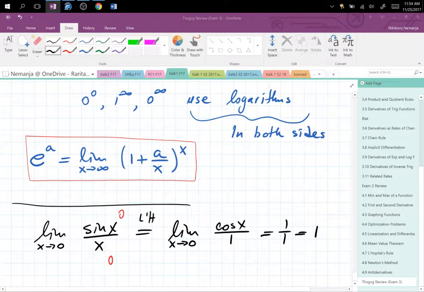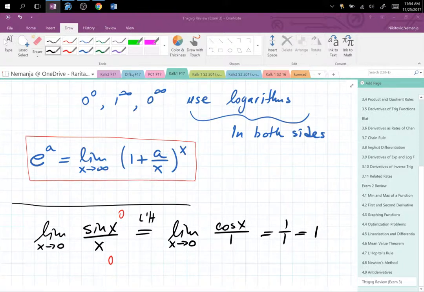This was the first exercise I worked out to emphasize the procedure. And the procedure is you plug in whatever x goes to, and if you get infinity over infinity or you get 0 over 0, you are allowed to use L'Hopital's rule. Now if you get anything else, you can't. So there's two indeterminate forms, 0 over 0, infinity over infinity.